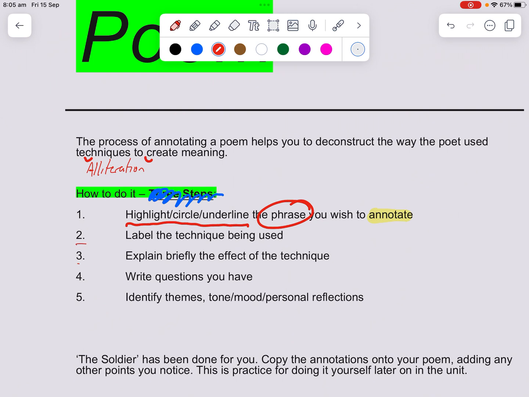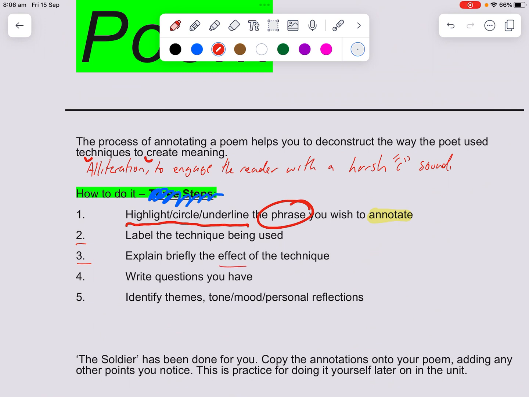Then you're going to briefly explain the effect of the technique to engage the reader with a harsh K sound. Because creating is harsh. I don't know, I just made that up, obviously. But that's the effect of the technique.